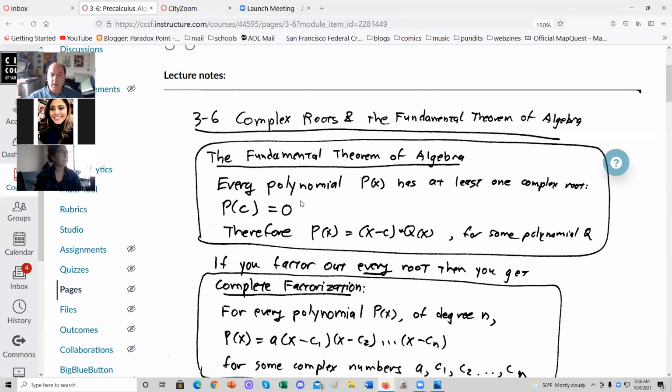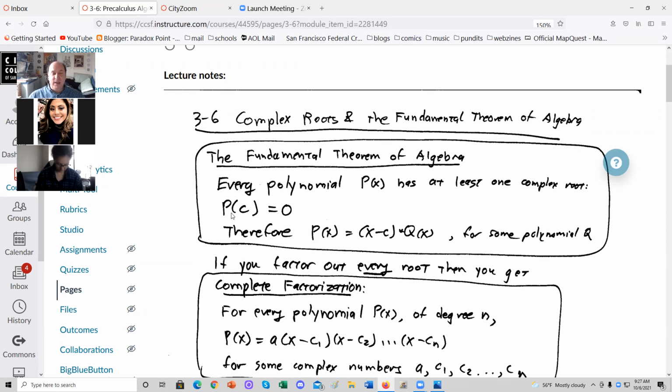Here we talk about complex roots and a very fancy name, the fundamental theorem of algebra. It says that if you have a polynomial, it has at least one complex root, some number c such that p of c equals 0. So you can always solve an algebraic equation, which is good, because you invented negative numbers and fractions and irrationals and imaginaries in order to solve equations you couldn't solve before. Now you can, so there you are.